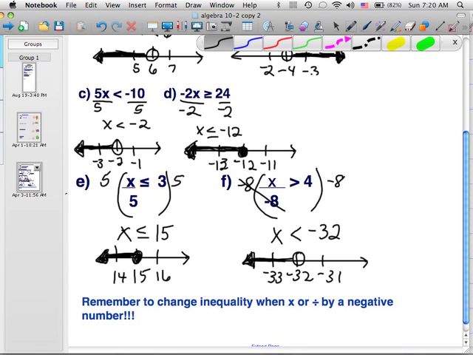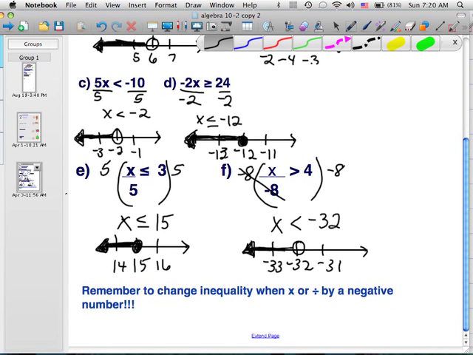And I can check to see that this is right. I could take negative 40 divided by negative 8 is a positive 5, and that is greater than 4. So I do have it shaded correctly. So always remember, when you're working inequalities, when you multiply or divide by a negative number, you have to turn the inequality to its other one. So greater than would become less than, and less than would become greater than.